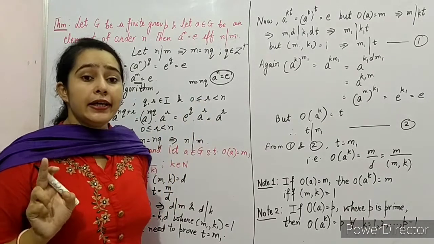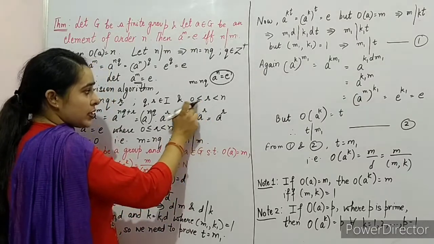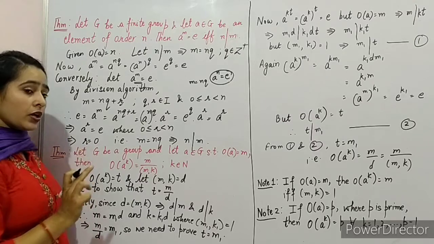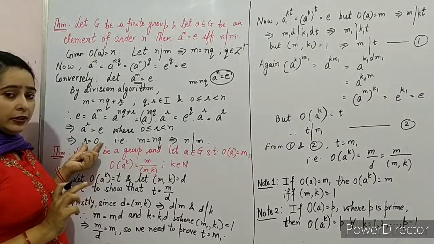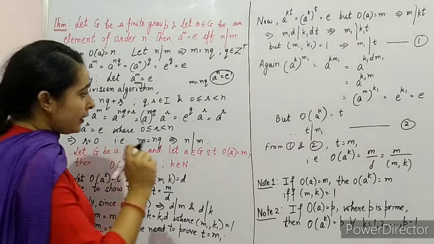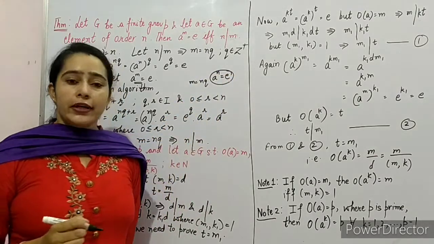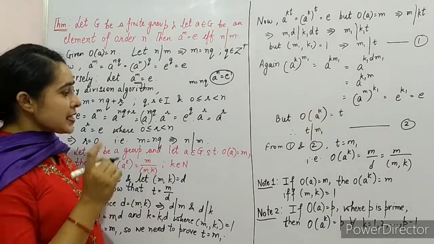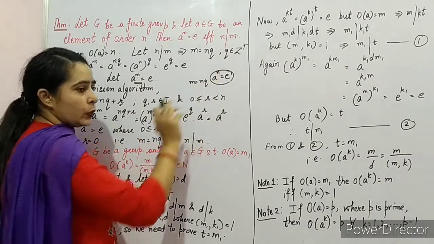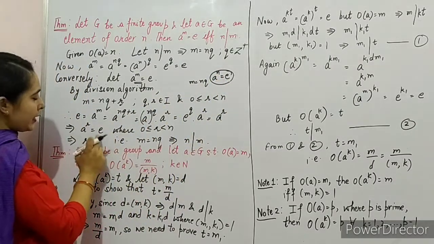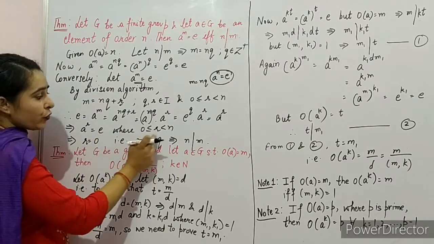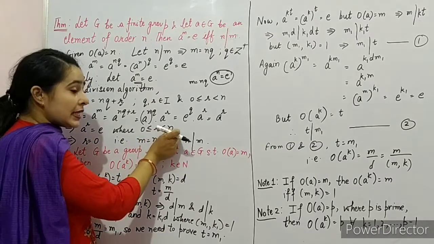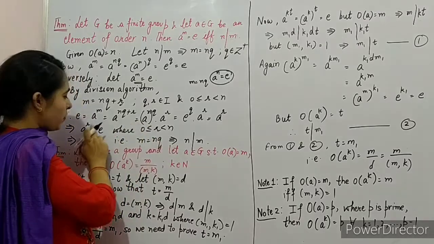Then what is r? r was the remainder, and we know that the remainder lies between 0 and n. Now this implies r is 0. How is r 0? Here we have to note one thing: n was the order of a. That means n was the smallest positive integer such that a raised to the power n is equal to identity. And here we are saying that a raised to the power r is equal to identity, where r is less than n. That means there is some number r less than n such that a raised to the power r is equal to identity.